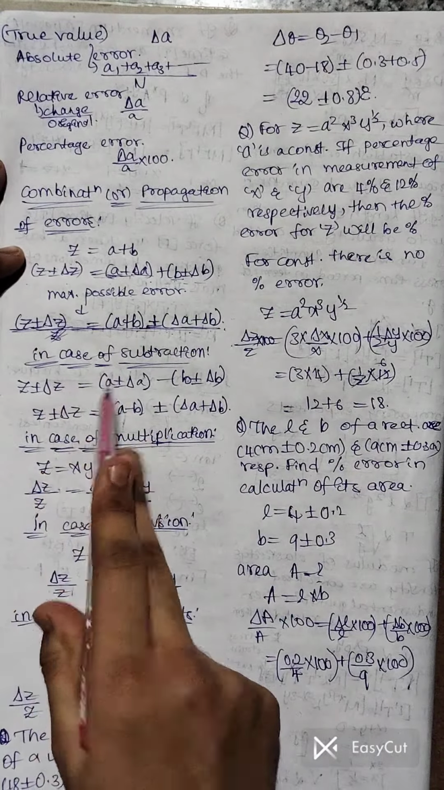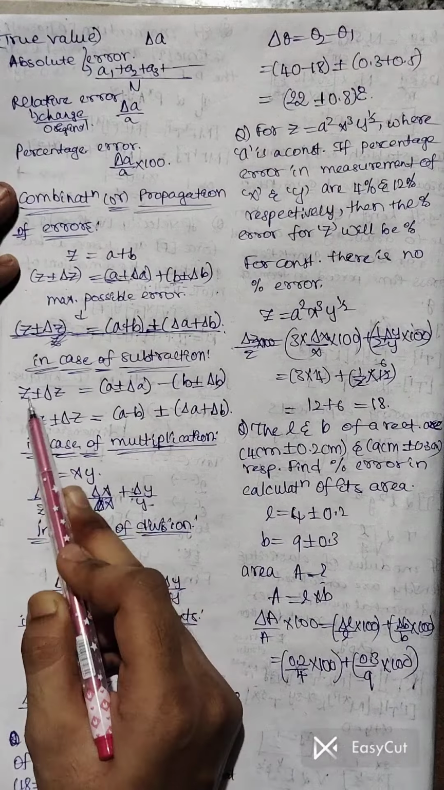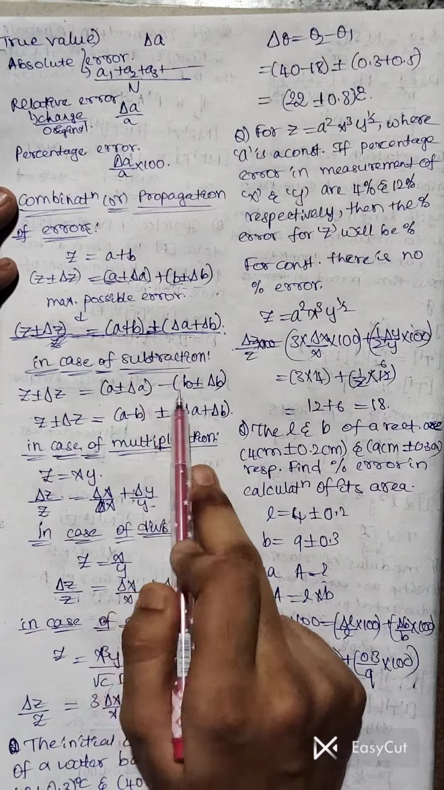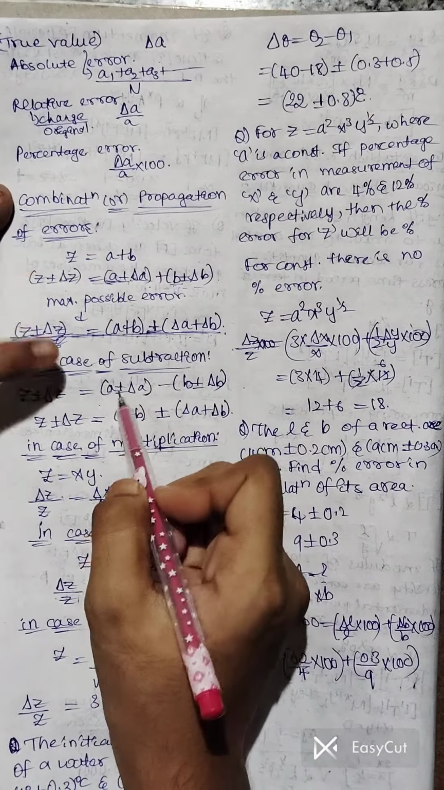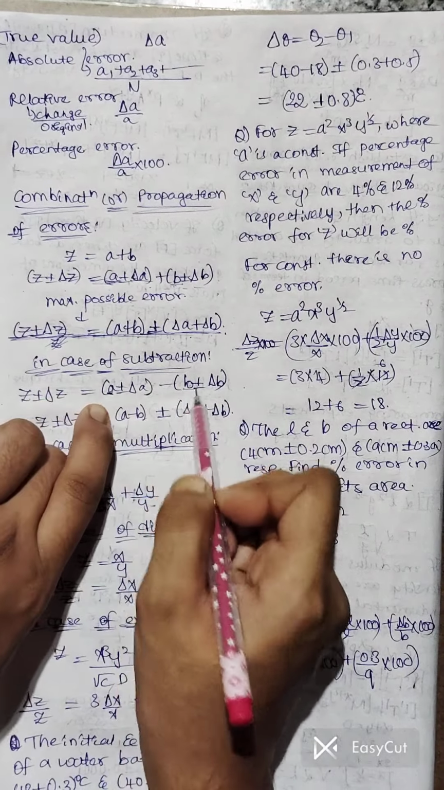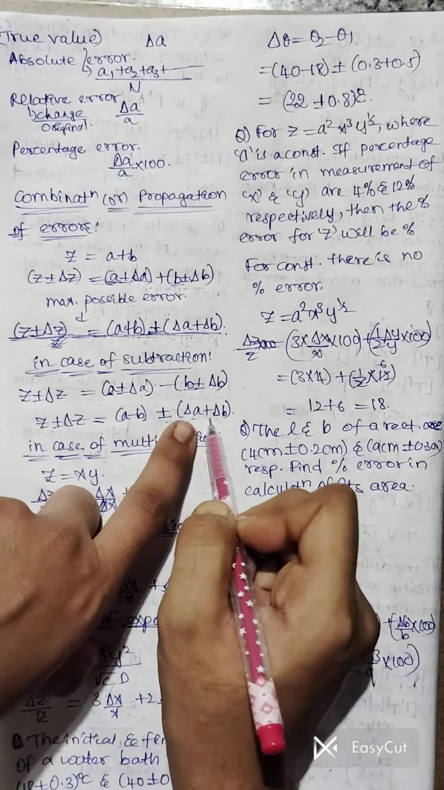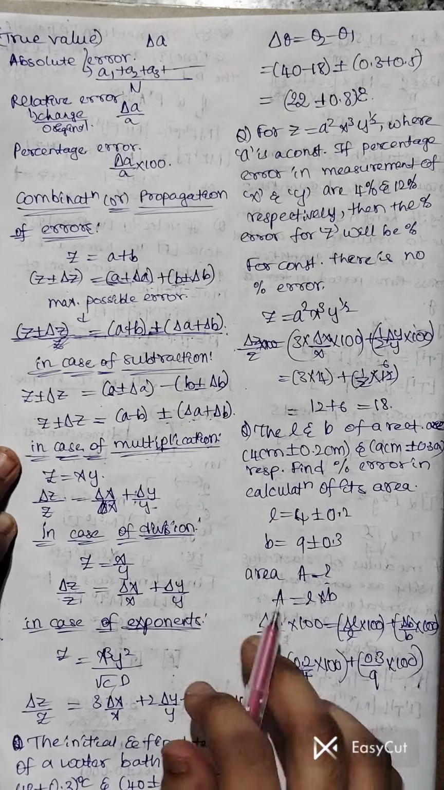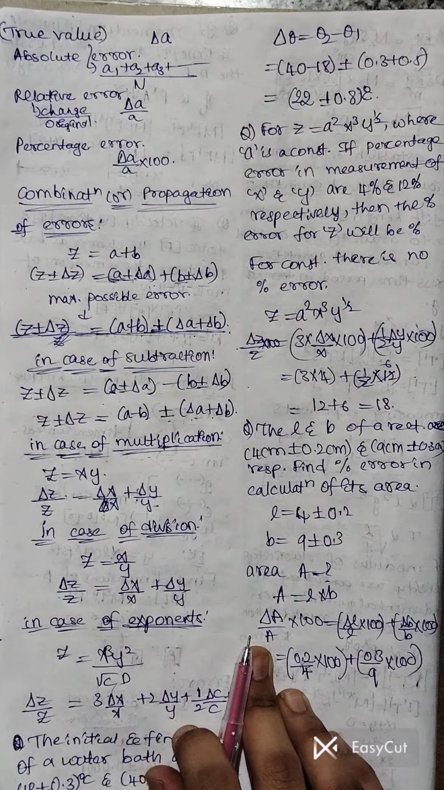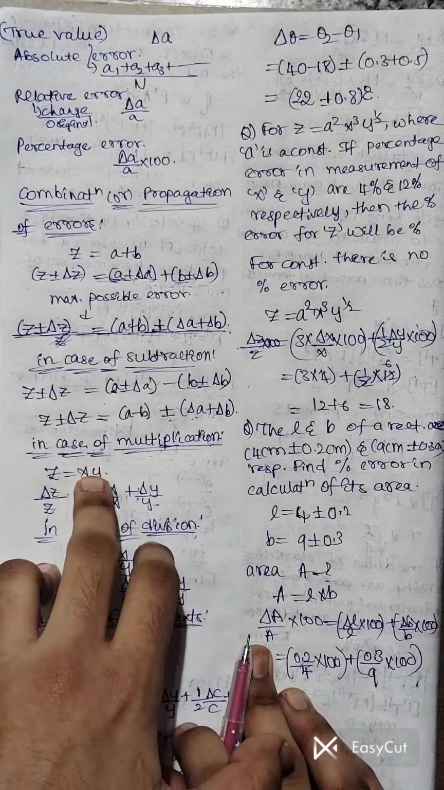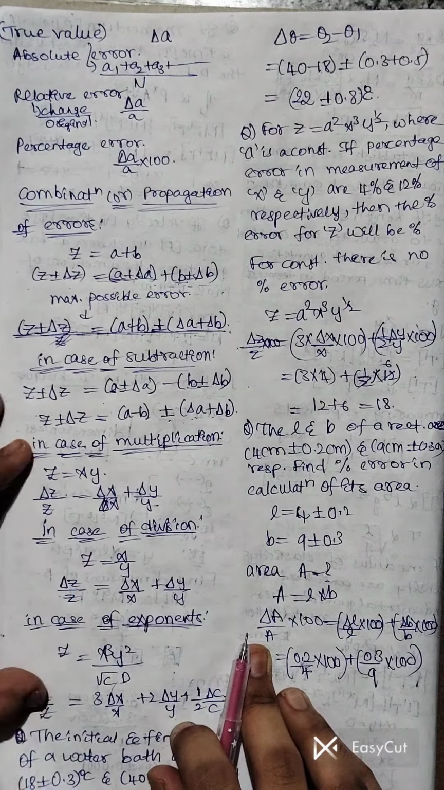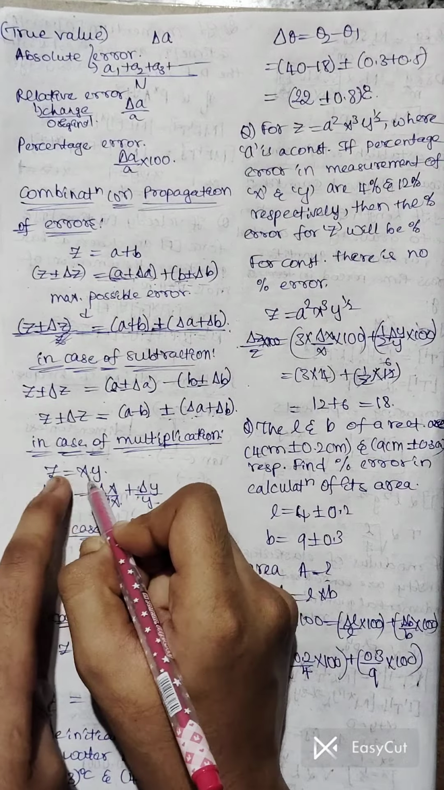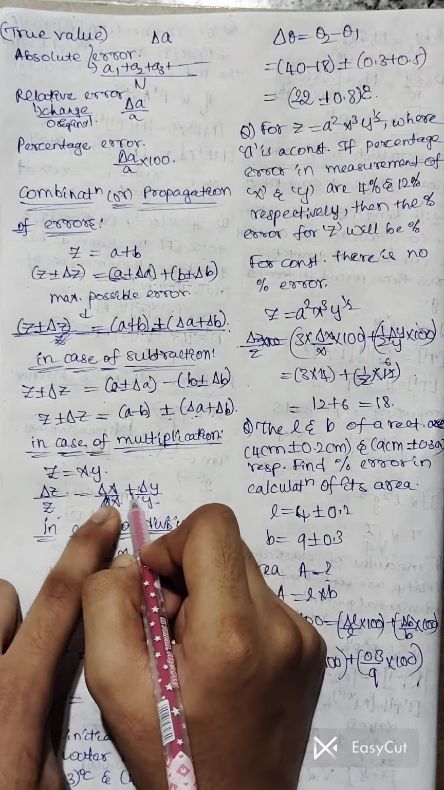And in case of subtraction, if you have Z plus or minus delta Z equal to (A plus or minus delta A) minus (B plus or minus delta B), you simply subtract the exact values, A minus B, plus or minus (delta A plus delta B). Now, in case of multiplication and division, it is easy. If you have Z is equal to X into Y, then you can write delta Z by Z equal to, here multiplication becomes addition, just to remember.